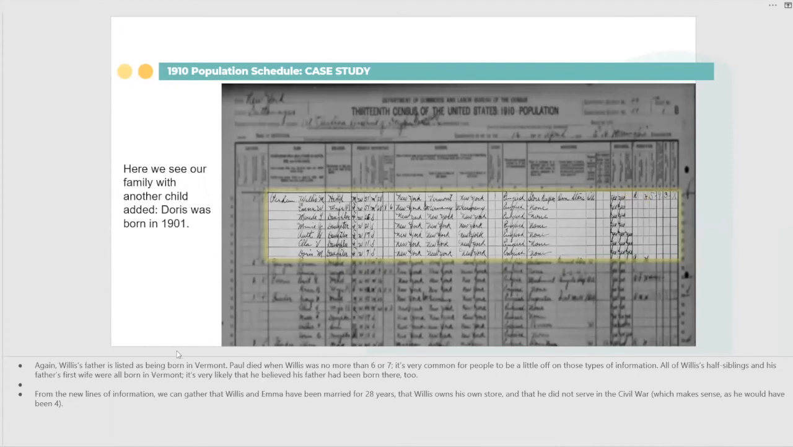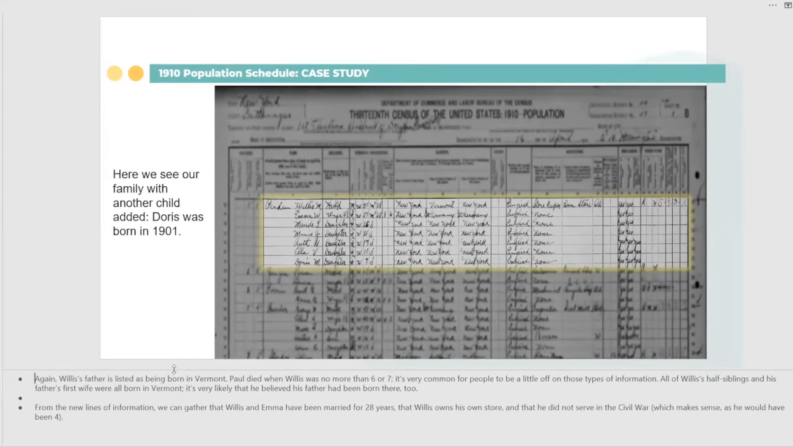And here again, we're going to look at this same family. Again, his father is listed as being born in Vermont. All of Willis's half siblings and his father's first wife were all born in Vermont, so it's very likely that he believed his father had been born there too. From our new lines of information, we gather that he and Emma have been married for 28 years, that Willis owns his own store, and that he did not serve in the Civil War, which makes sense because he would have been like 4 years old at that time.